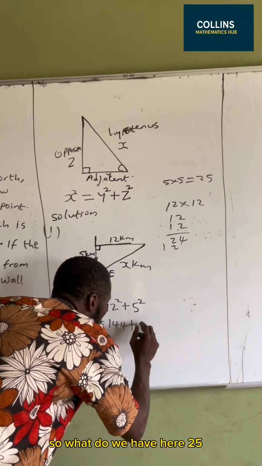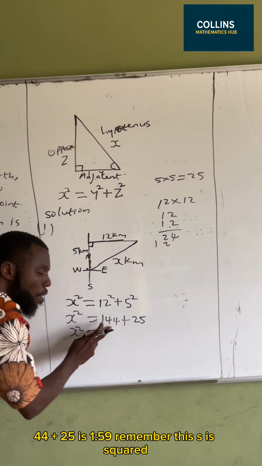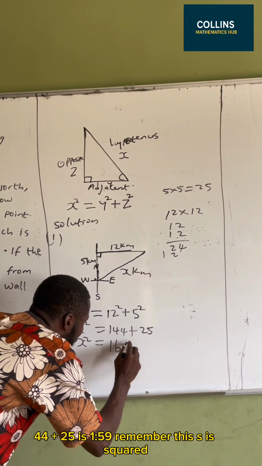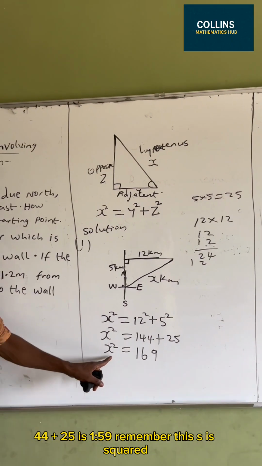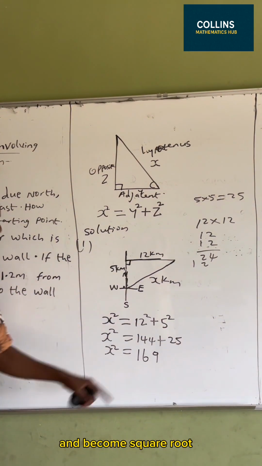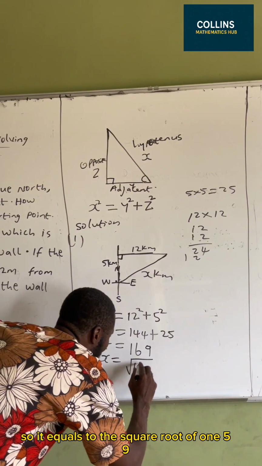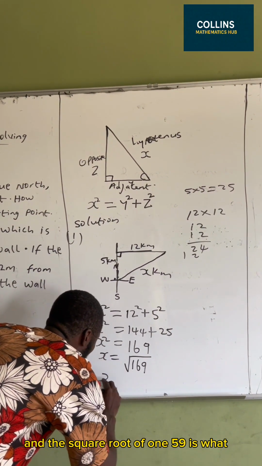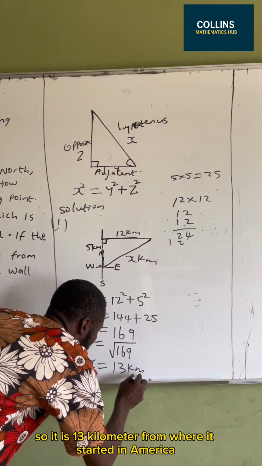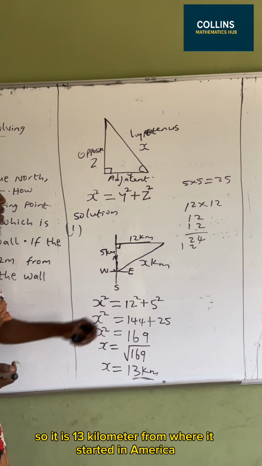So we have S squared equal to 144 plus 25, which is 169. Remember, this S is squared. For you to remove this square, it means this square will come to this side and become square root. So S is equal to the square root of 169, and the square root of 169 is 13. So it is 13 kilometers from where she started.